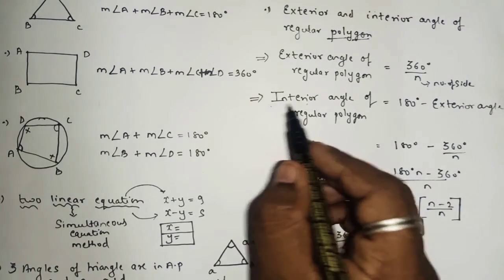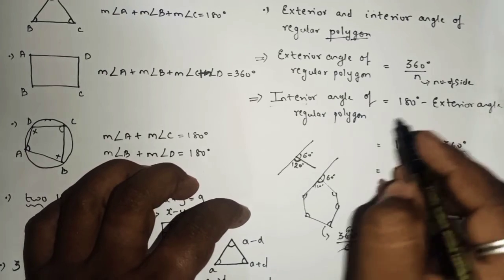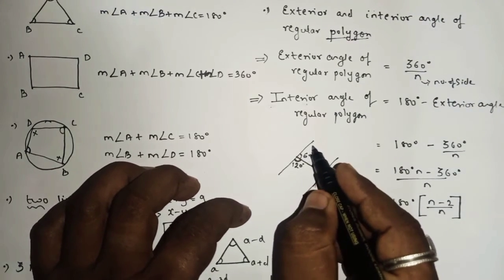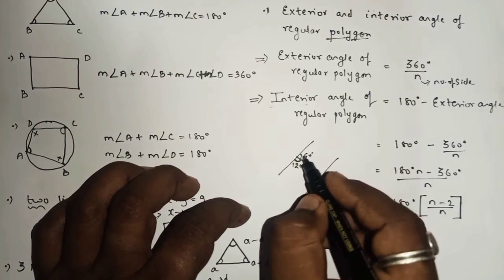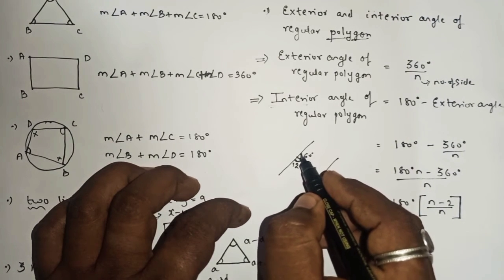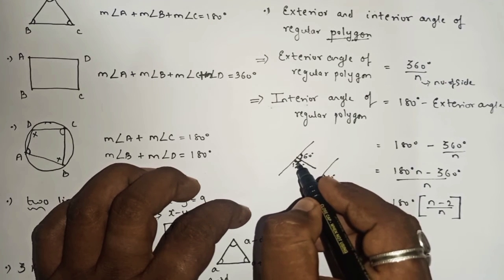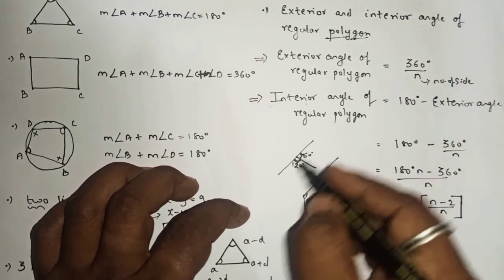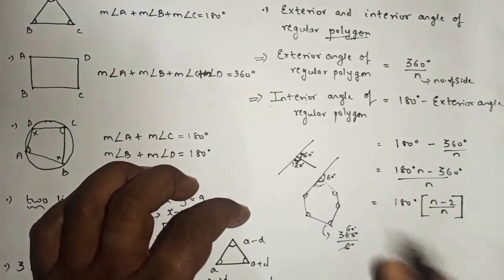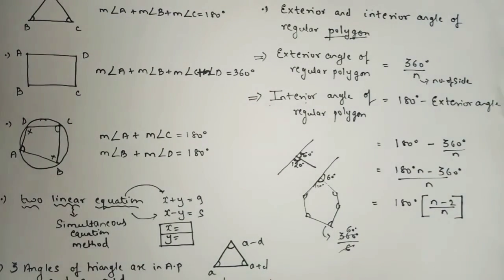To find the interior angle of a regular polygon, you simply subtract the exterior angle from 180. Clearly, if the exterior angle is 60, then 180 minus 60 is 120, because when you add the interior and exterior angles you get 180 degrees, as this pair of angles forms a linear pair. Okay, so just remember this formula.